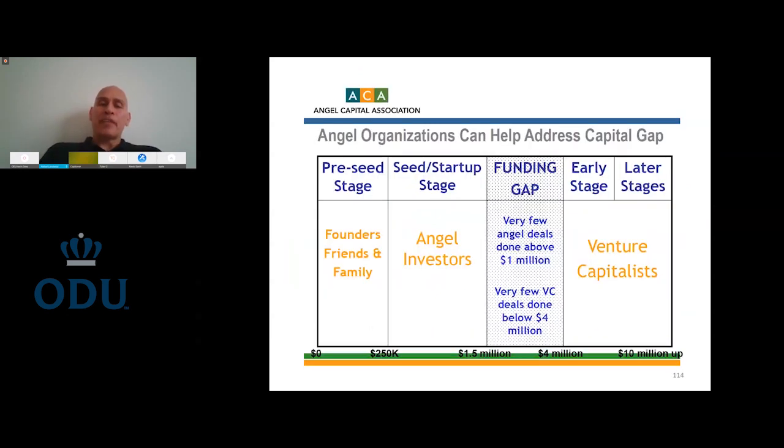And this is kind of what you see in terms of how much money you actually get. From venture capitalists it is usually 4 million up. Founders is from 0 to 250K. Angel investor, 250 to 1.5 million. And there is a gap that they are trying to actually find.